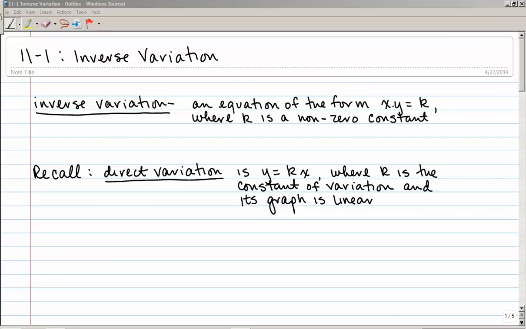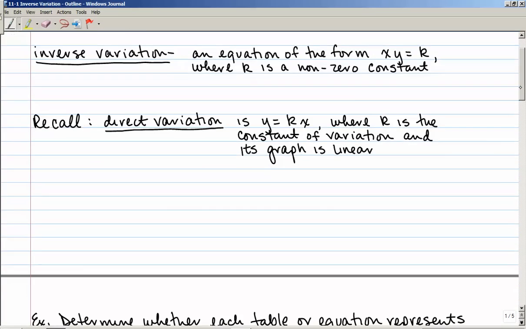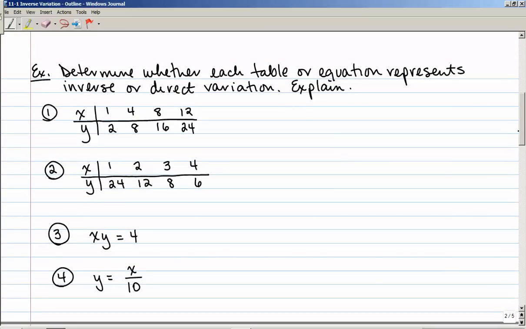Notice that x is multiplied by a constant every time and gives you a different y. This one's a little different. In this case, we're multiplying x times y in order to get that constant. Here's a couple examples. Determine whether each table or equation represents inverse or direct variation and explain.